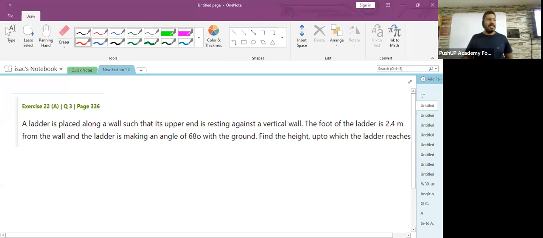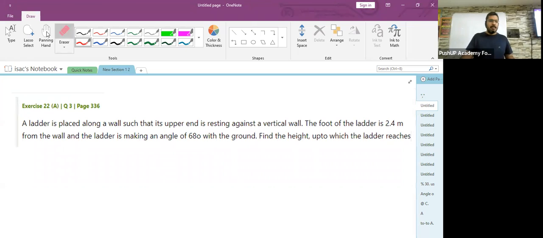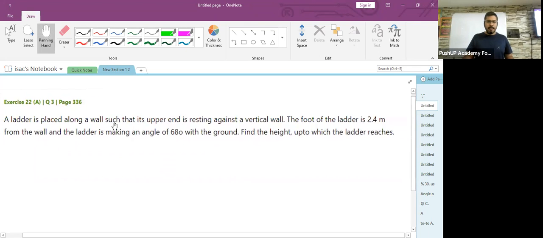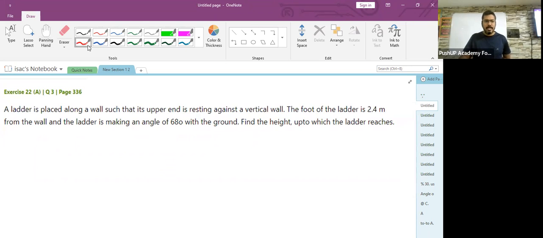Okay, next question. A ladder is placed along a wall such that its upper end is resting against a vertical wall. The foot of the ladder is 2.4 meters from the wall, and the ladder is making an angle of 68 degrees with the ground. Find the height up to which the ladder reaches.